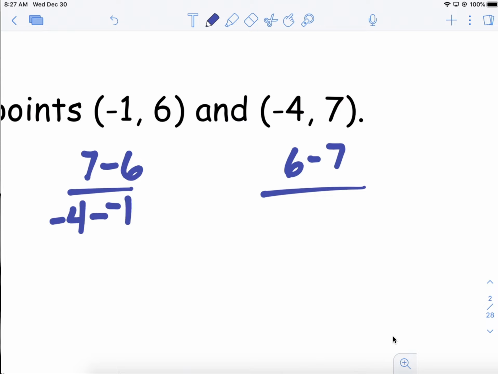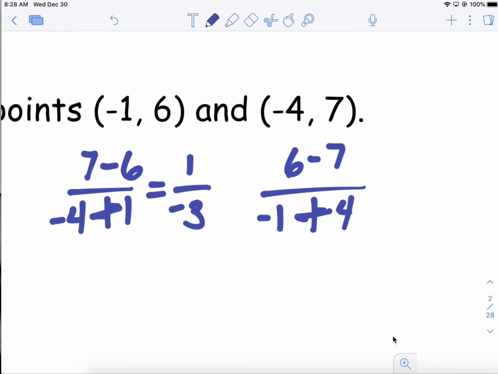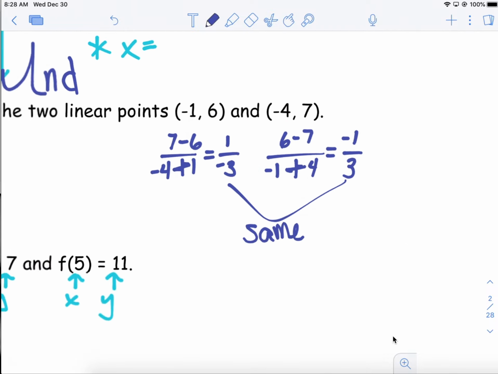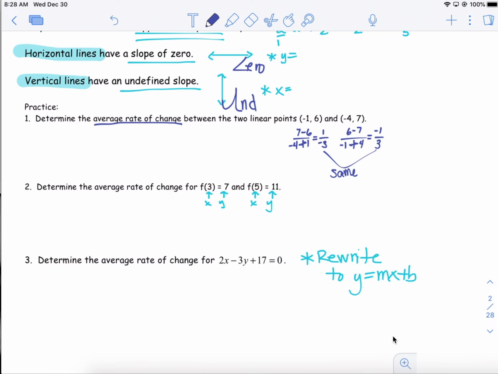If I start with the 6, I have to make sure his partner's underneath. So -1 minus a -4. Quick reminder that minus a negative is really adding. So on this problem, I would get 1 over a -3. If I do this problem, I would get -1 over a +3. Both of those come out to be the exact same number, -1/3. Okay. We're going to do the same thing for the second point.